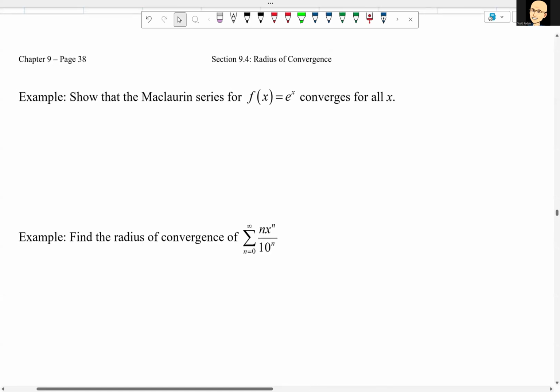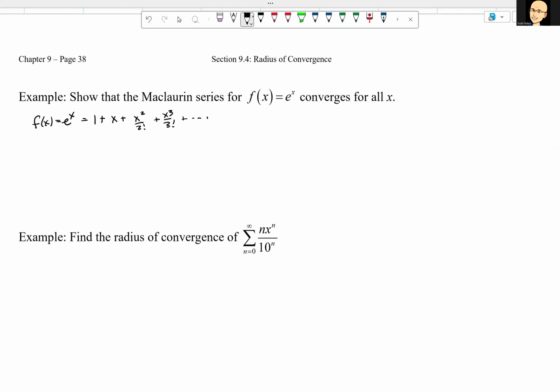And that is, hey, what about f of x is equal to e to the x? That is 1 plus x squared over 2 factorial, x cubed over 3 factorial, or in general, x to the nth over n factorial. Can we show that it converges for all values x?